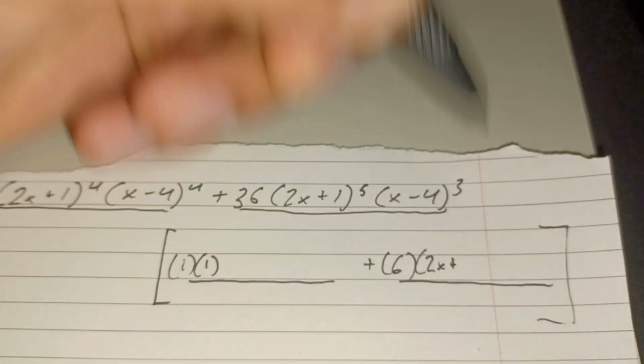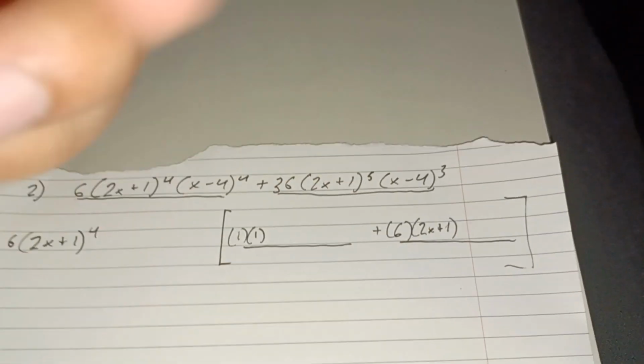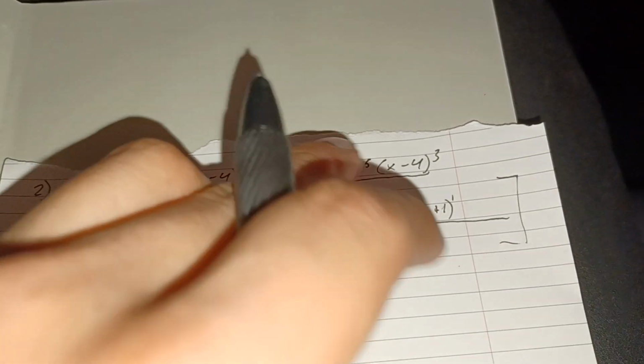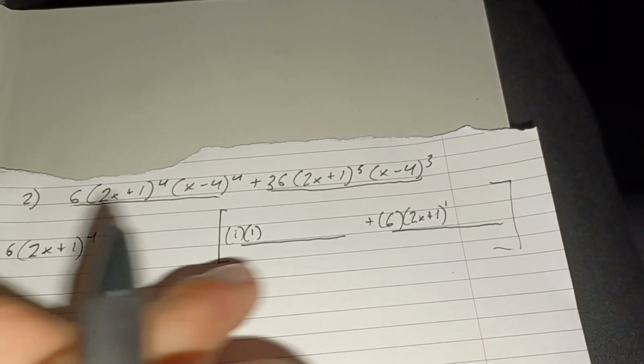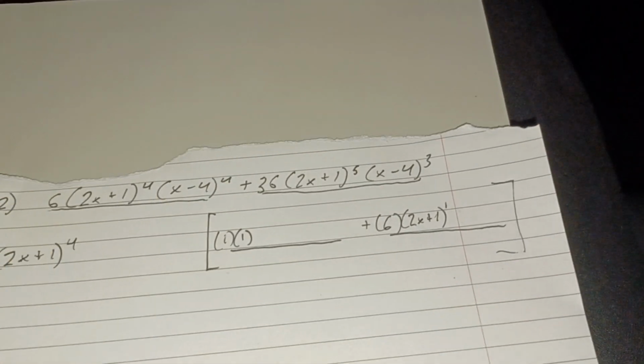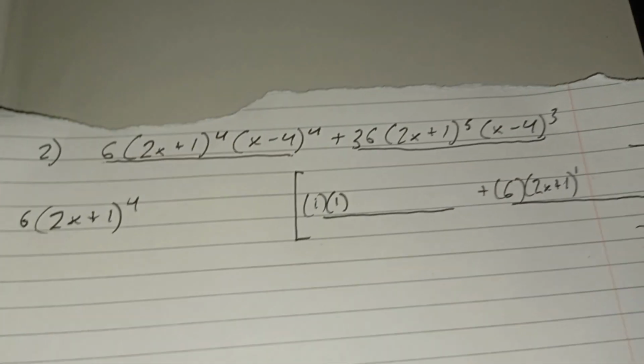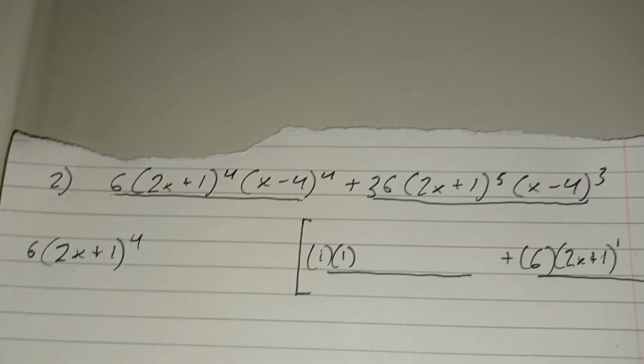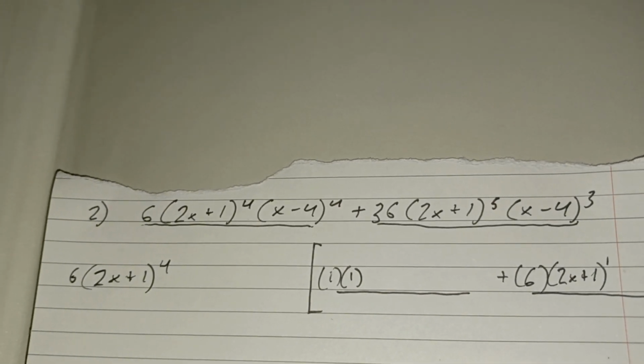2x plus 1. Because, again, when you multiply exponents, you add them. There's an imaginary power number 1 here, right? So 4 plus 1 is 5. 2x plus 1 to the 4th power times 2x plus 1 to the 1st power equals 2x plus 1 to the 5th power. Good? All right, so what else can we factor out of this?